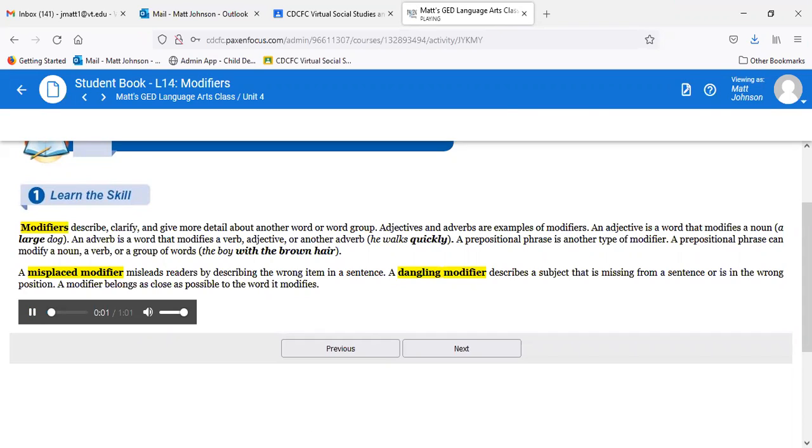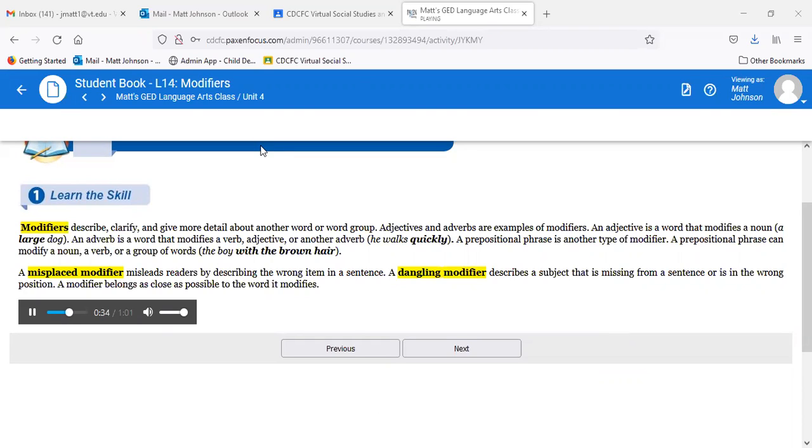Modifiers describe, clarify, and give more detail about another word or word group. Adjectives and adverbs are examples of modifiers. An adjective is a word that modifies a noun, a large dog. An adverb is a word that modifies a verb, adjective, or another adverb. He walks quickly.